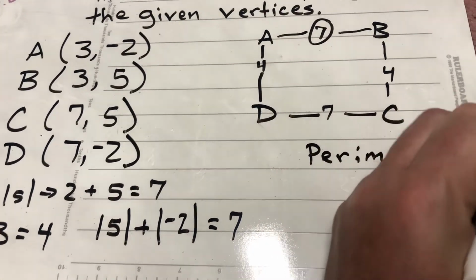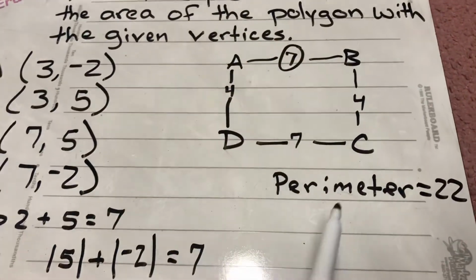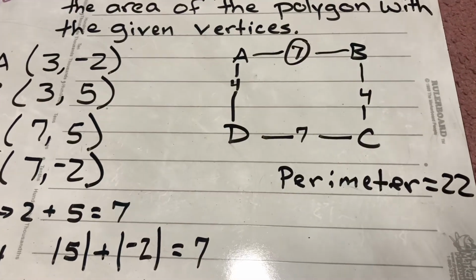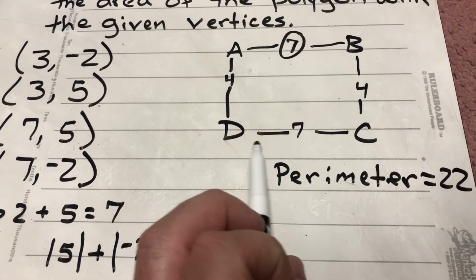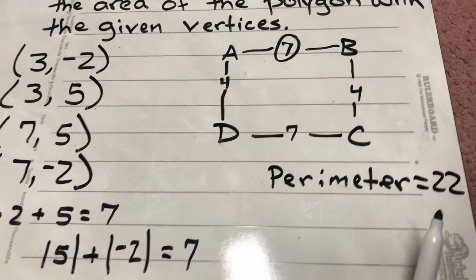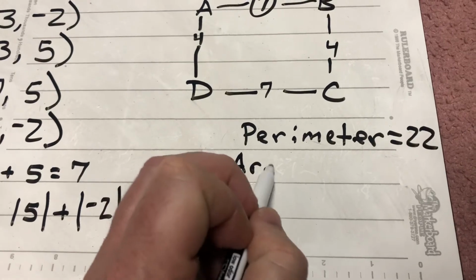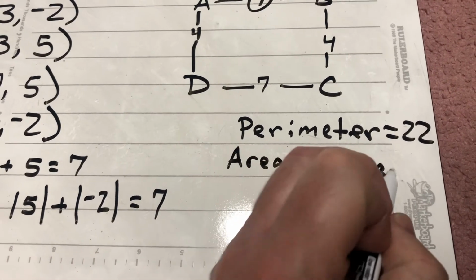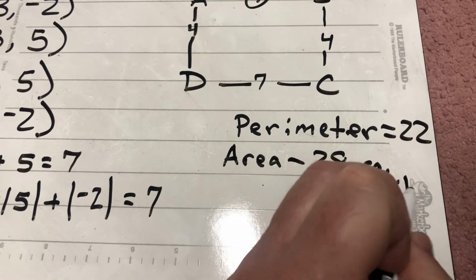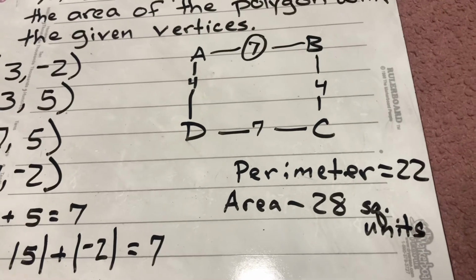equals 22. Now the area of a quadrilateral, like a rectangle or a square, is length times width. So essentially I'm doing 7 times 4. And 7 times 4 is 28. So the area is going to be 28 square units, because we know that area is always in square units. And that's what you're going to be doing.